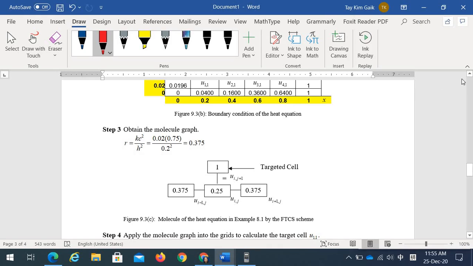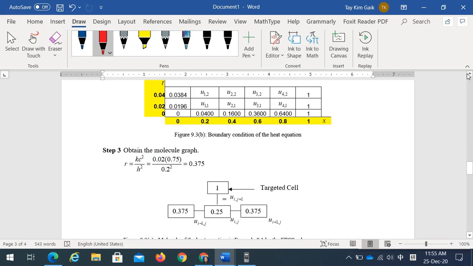So we are going to apply this molecule. When I apply this molecule, U11 depends on 0.375 times 0, plus 0.25 times this value, plus 0.375 times this value. It means when I apply this molecule, you have U11 equal to 0.375. This cell is actually U00.